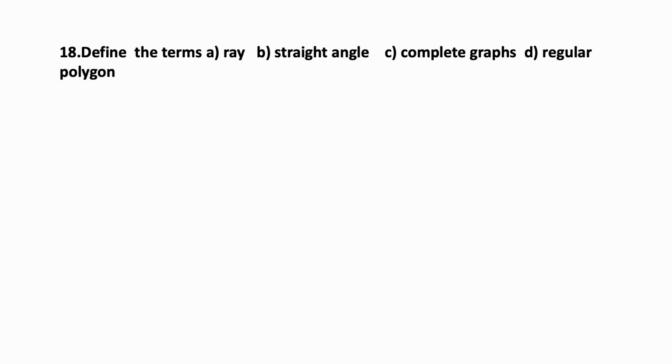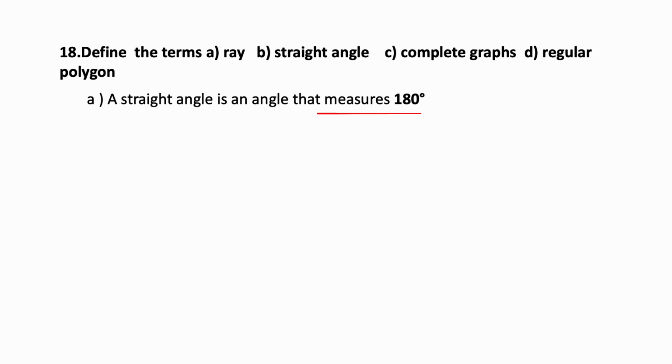Define the terms ray, straight angle, complete graph, regular polygon. First one, straight angle. What is a straight angle? A straight angle is an angle that measures 180 degrees. See, this is an example of a straight angle. This is 180 degrees.